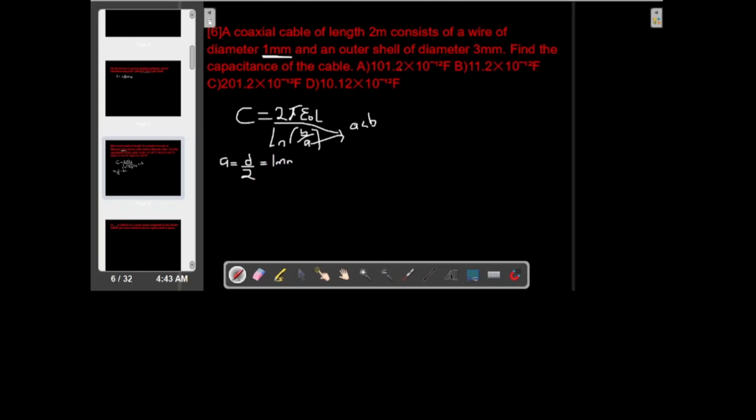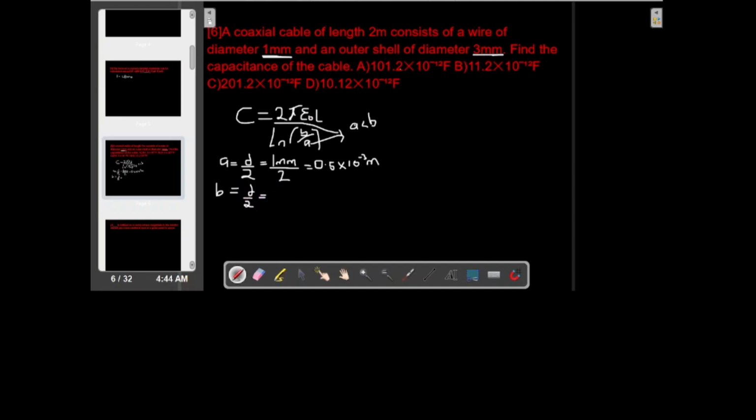If you divide 1 millimeter by 2, you should get 0.5. But you have to convert it to meters, so let's do it in one step. You multiply by 10 raised to the power minus 3, which is the same as dividing by 1,000. So a is 0.5 times 10 to the power minus 3, and the unit is meter. Let's get b, the larger radius. B is also the diameter over 2, that's the second diameter, the larger one. What's D in this case? D happens to be 3 millimeter.